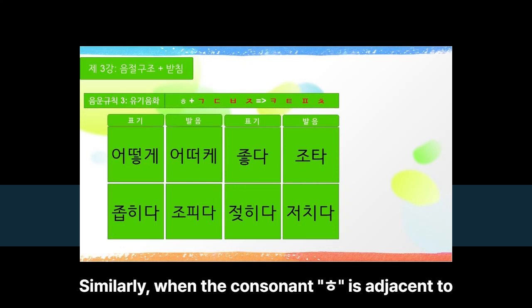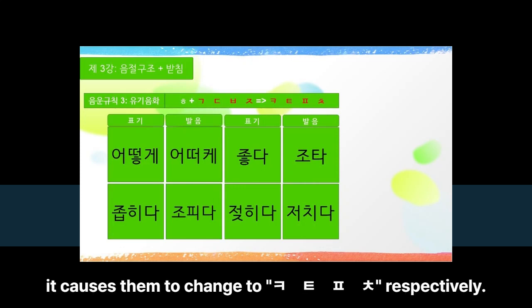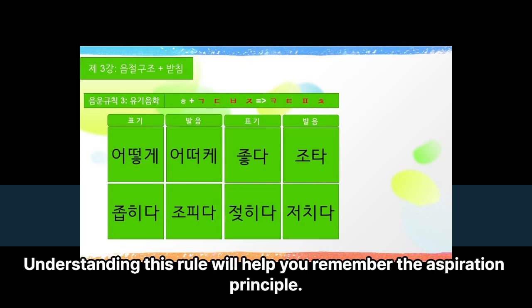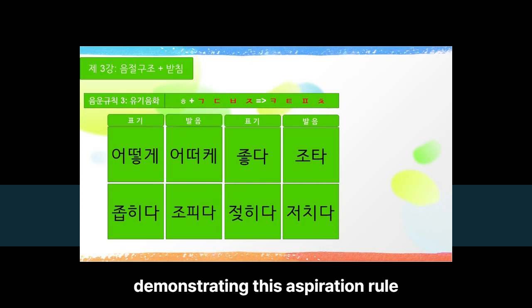Similarly, when the consonant hiut is adjacent to the consonants giok, digut, biup, and jiut, it causes them to change to kiut, tiut, piup, and chiut, respectively. Understanding this rule will help you remember the aspiration principle. Let's practice the pronunciation of words demonstrating this aspiration rule while listening to the audio.